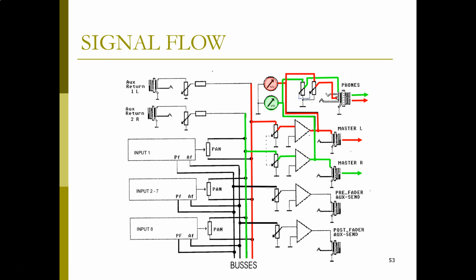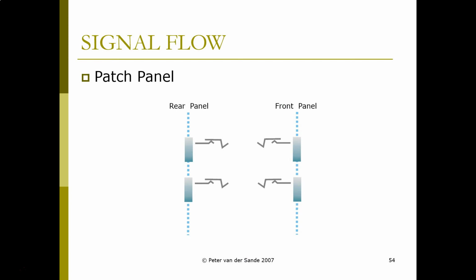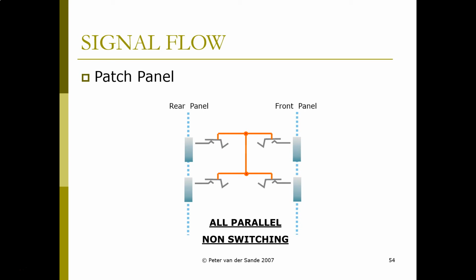And then the only other thing we're going to talk about is a real quick view of how a patch panel works. Now, in a patch panel, what you would do is hook all of your gear up, your mixers, your equalizers, etc., to a patch panel, so you're not having to crawl behind all of your equipment and move wires around when you want to add an external equalizer or something else to your circuit. So patch panels have jacks on the front and the rear panel, and in this particular case, these are what are called all parallel non-switching.